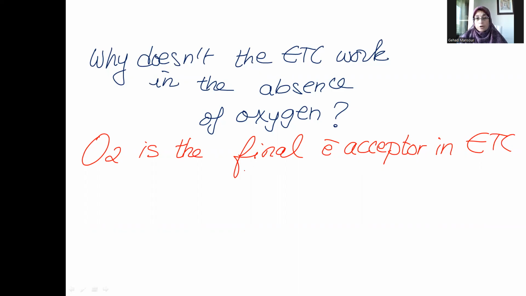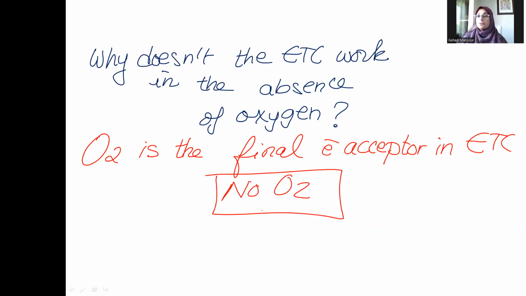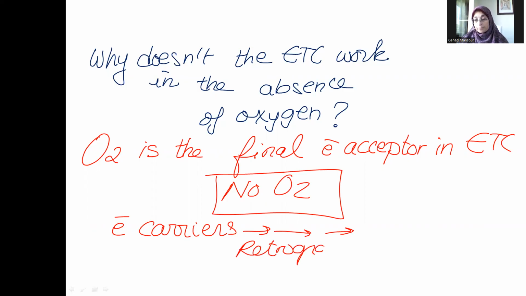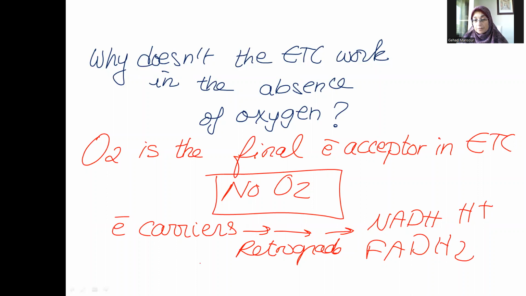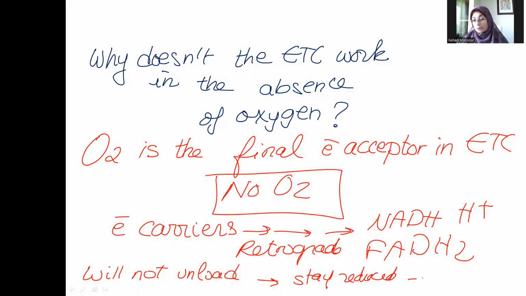And if there is no oxygen, what would happen? Electron carriers, and therefore, if you go backward, if you go retrograde, reduced NAD and reduced FAD will not unload. They will not get rid of their hydrogen and electrons, so they will stay reduced. So the Krebs cycle would stop.